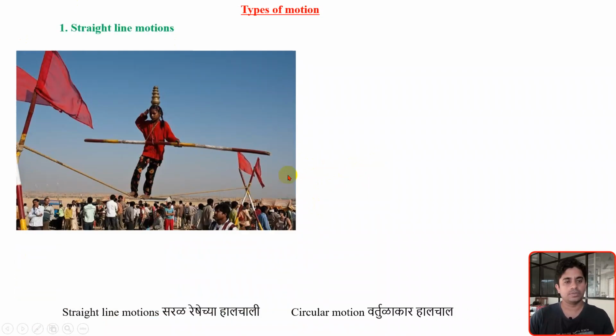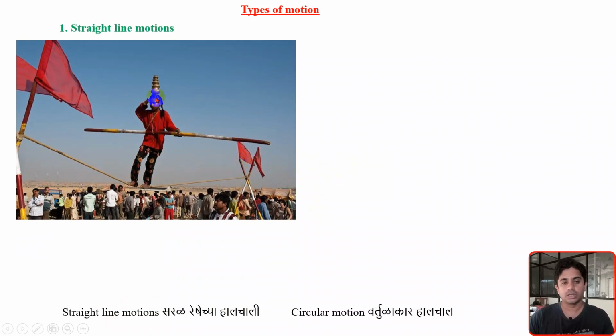First is straight line motion. As you can see in this picture, this girl is walking on a rope, and she is walking in a straight path. She is supposed to walk on that rope in a straight path. And for walking, she is using this wooden stick to balance her weight.